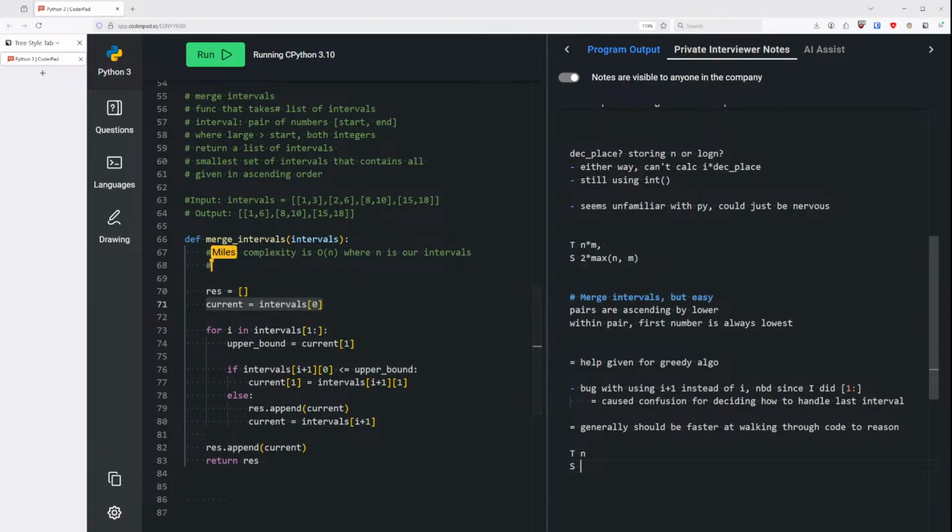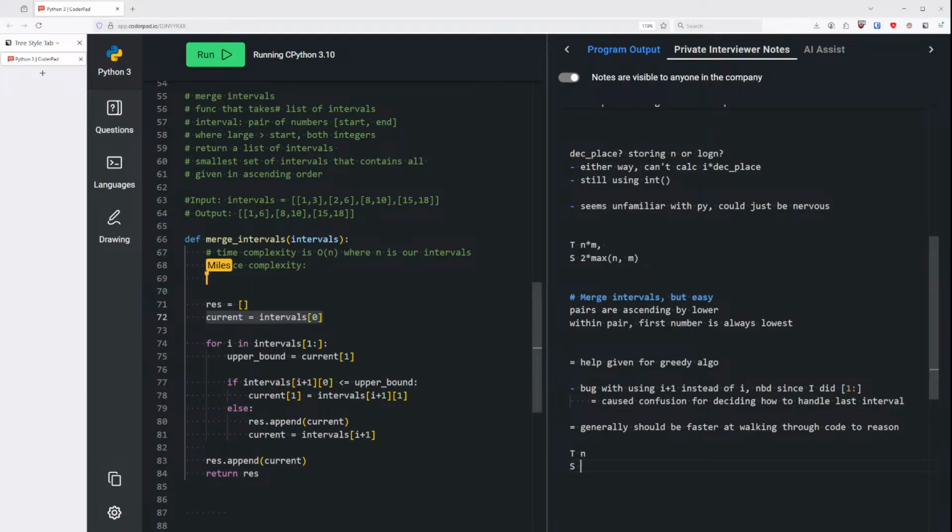And then space complexity. So this is considering our results. It's never going to be bigger than the amount of intervals that entered. It's never going to grow. But in the worst case, it'll just be the same size as the input. So this would also be O of n, I'm pretty sure. Cool.